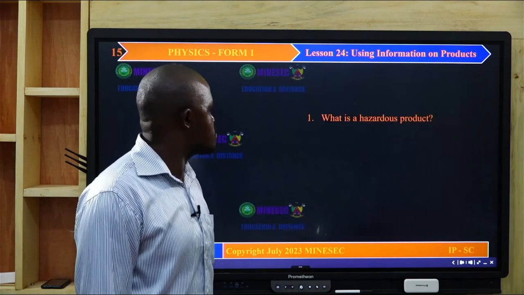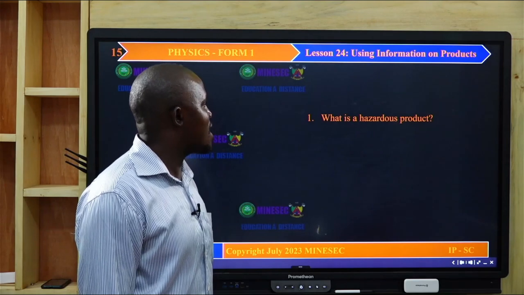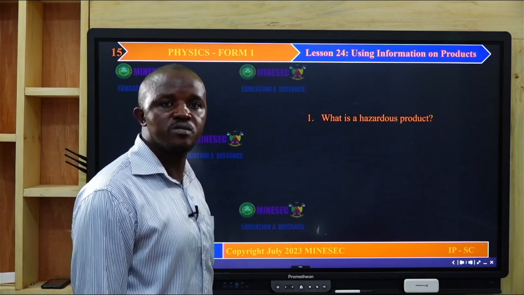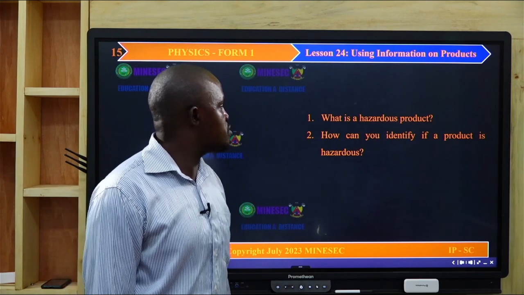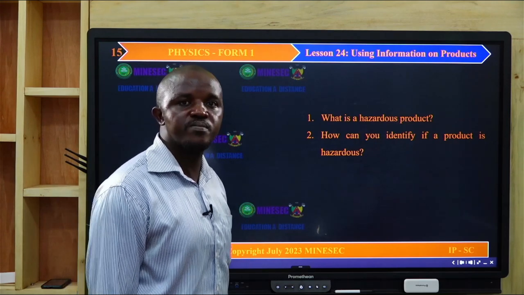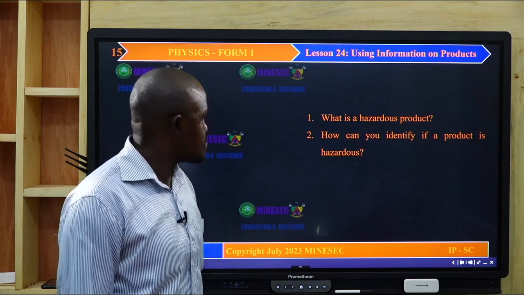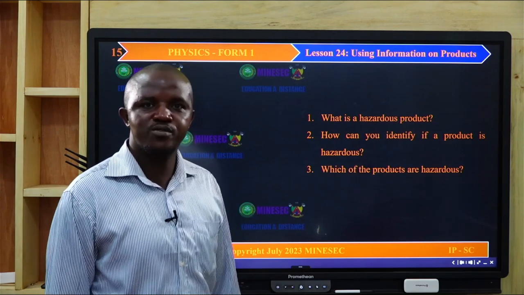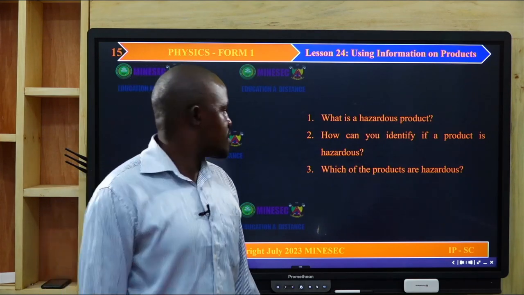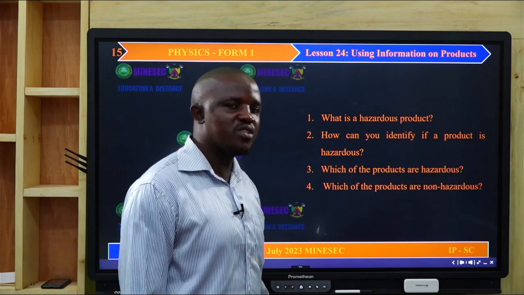Now the questions. What is a hazardous product? Secondly, how can you identify if a product is hazardous? And then, which of the products are actually hazardous? Apart from that, which of the products are non-hazardous?